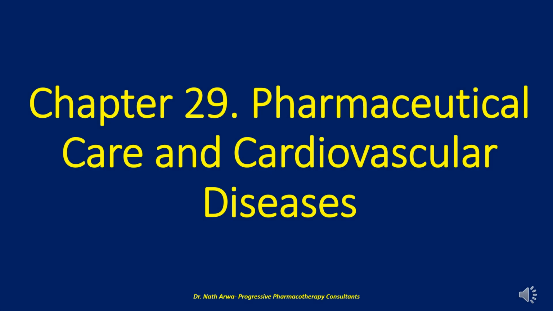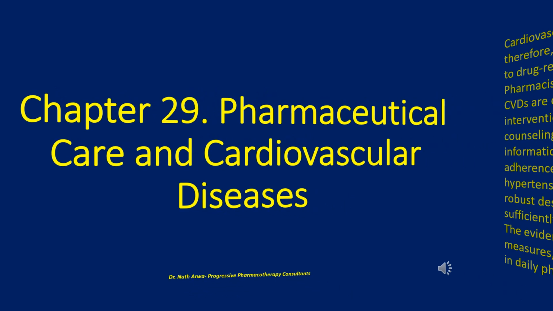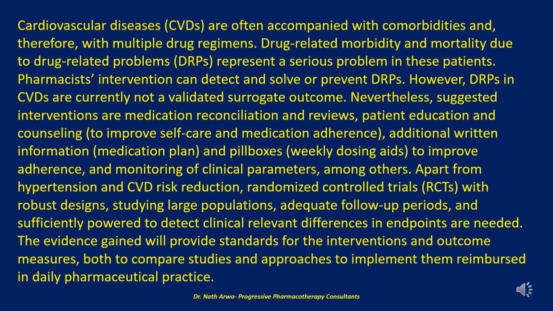Welcome to Chapter 29, entitled Pharmaceutical Care and Cardiovascular Diseases. Cardiovascular diseases, abbreviated as CVDs, are often accompanied with comorbidities and, therefore, with multiple drug regimens. Drug-related morbidity and mortality due to drug-related problems, abbreviated as DRPs, represent a serious problem in these patients.